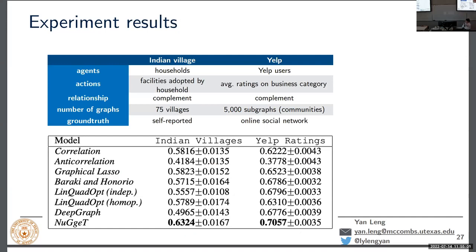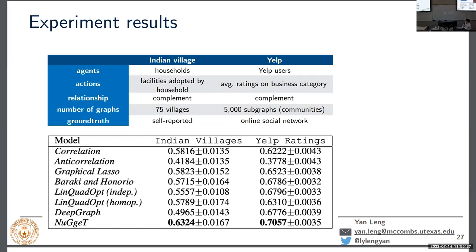results on simulated data, and this is some results on real world data. So we have two sets of real world data. The first one is data collected by the Poverty Lab at MIT, where they go and ask people to name who their friends are, who they are affected by, and things like that. So the agents in these networks are different households, and the actions are facilities adopted by these households. And the relationship, we think, will be a complement relationship. So because of social influence, because of peer pressure, they tend to perform similar to one another.